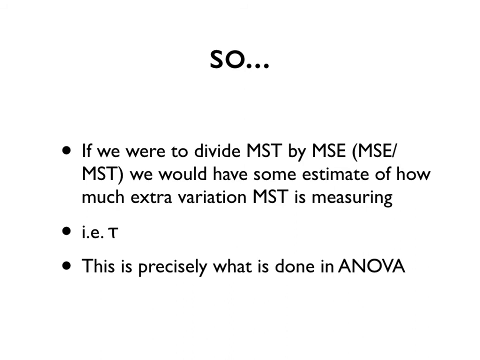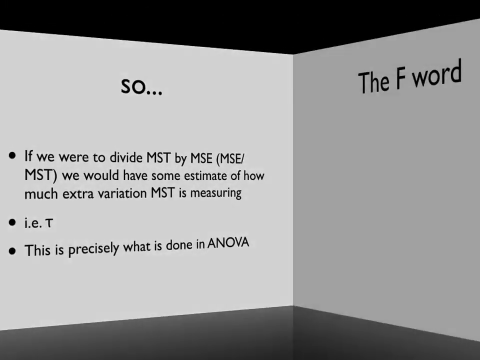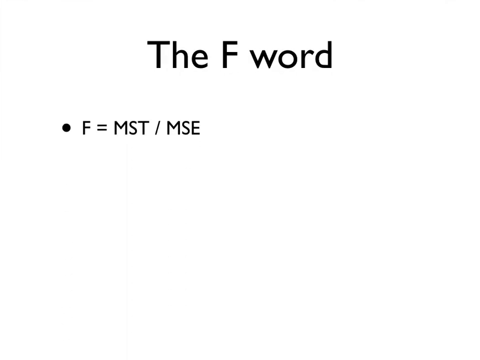Okay. You see why we're doing this? Pretty groovy, right? So F, which stands for Fisher, the guy who developed this. The F ratio is mean squared treatment divided by mean squared error, or mean squared between groups divided by mean squared within groups, if you'll call it that.